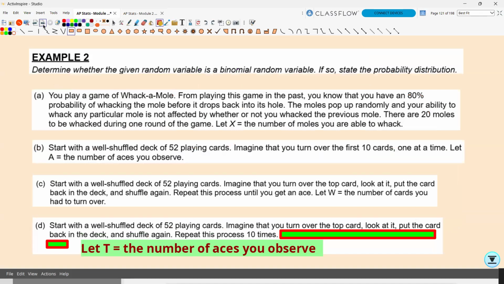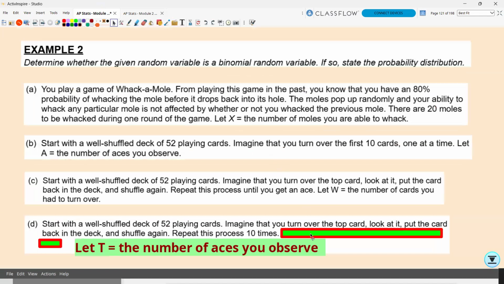All right, so in these examples, you might want to pause the video and read through these. What we want to do is determine if it's a binomial situation, and if so, talk about what that probability distribution looks like. There is a typo on D, so we want to make sure we can fix that. So if you're looking at it in my class, just fix that typo. It says, repeat the process 10 times, and we're going to say let T equal the number of aces you observe, not let T equal the number of cards you had to turn over. That's kind of a holdover from my last one here.